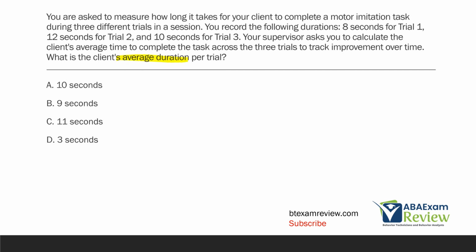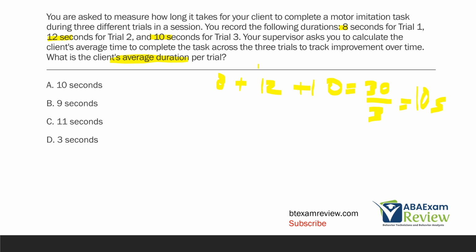So we're trying to find an average. Okay, that's all this question wants to know. How do we find an average? Well, first we need to add up all of our data points. We have 8, we have 12, we have 10. So we're going to add 8 plus 12 plus 10. And what is that going to give us? It's going to give us 30. We then divide our total by the number of data points, which is 3, which is going to give us 10 seconds. And that's how we find an average.